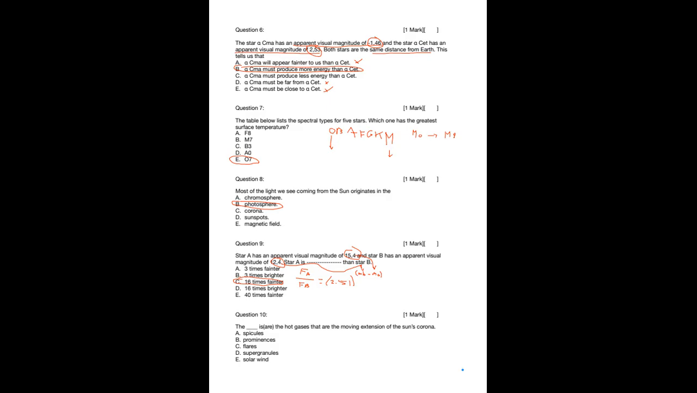So question number 10. What is or are the hot gases that are the moving extension of the sun's corona? Is it A, spicules, B, prominences, C, flares, D, supergranules, or E, solar wind? The smaller the number, the brighter the star. The bigger the number, the fainter the star.